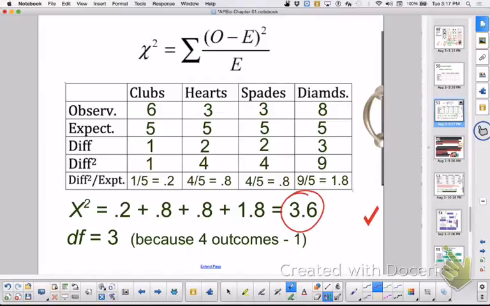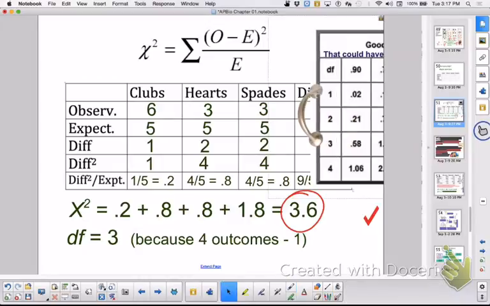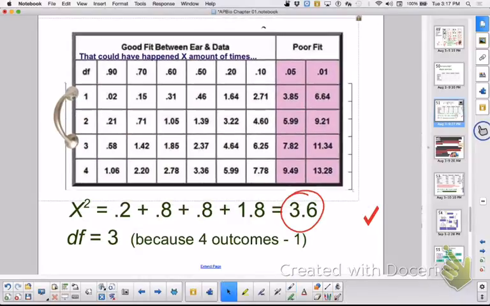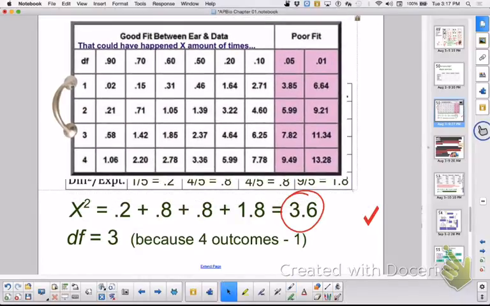We're not looking at the same place on the chart anymore because we have 4 suits. So how many degrees of freedom do we have? 3. So I go down to 3 degrees of freedom. And what's my number I'm looking for? Oh, I found it.